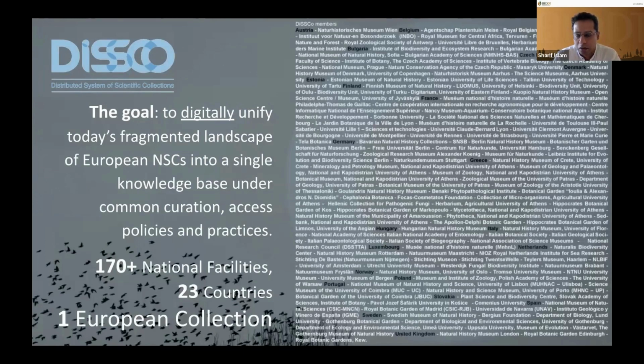So there's an enormous amount of objects there, and these objects are not just for display or education, they're amazing scientific resources for not just biological science, but for all sorts of different disciplines. So the idea is to digitally get this fragmented landscape together under one curation process, policy, and practices. As you can see here, we're working with 170 plus national facilities, and more organizations are interested to join our consortium across 23 different countries, to create this one big virtual European collection.